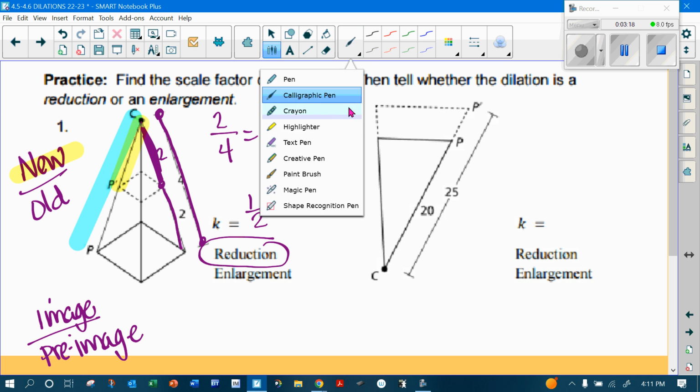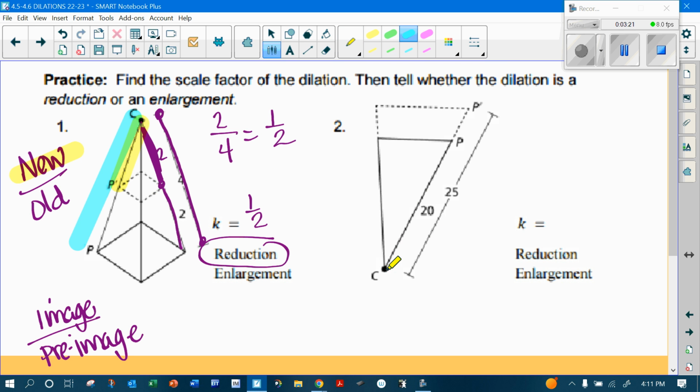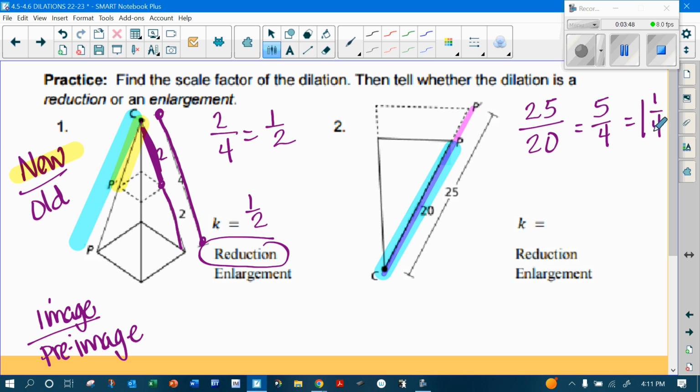All right, so looking over here, I'm going to highlight. My original starts at C and goes to P, and then the other one goes to P prime. So if I do new over old, the new length is 25, the original length is 20. This will reduce to 5 over 4. Well, 5 over 4 is the same thing as 1 1/4, which makes this greater than 1. So my scale factor is 5 over 4, and this is an enlargement. All right.